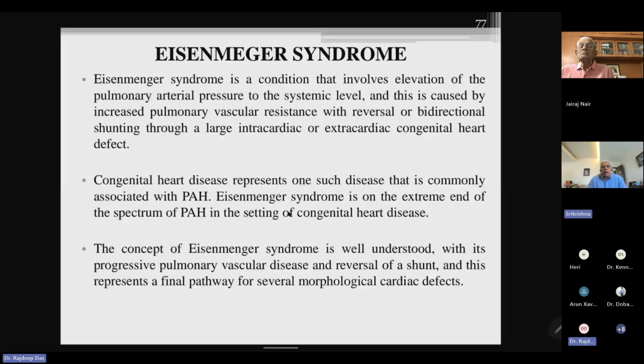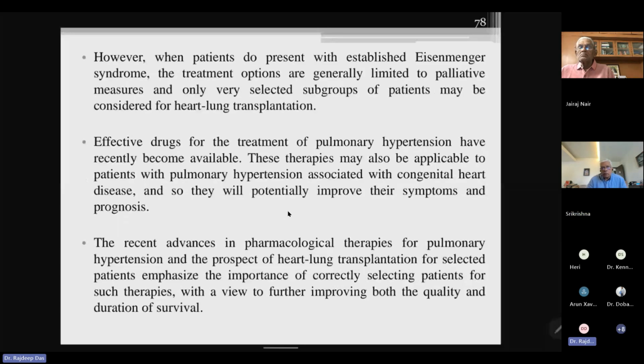How many more slides do you have? Sir, there are about 90 slides in total. So 10 more slides, 15 more slides are there. I'll go to the cardiac catheterization and the surgical aspects. I'll cover 5 to 6 slides, sir.